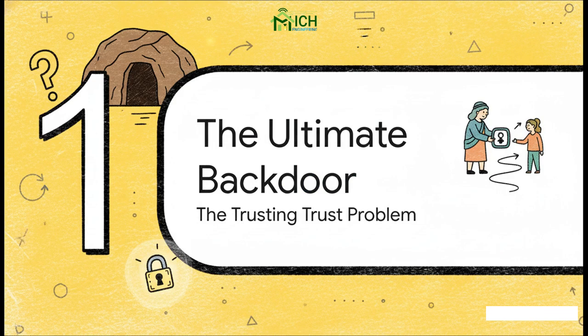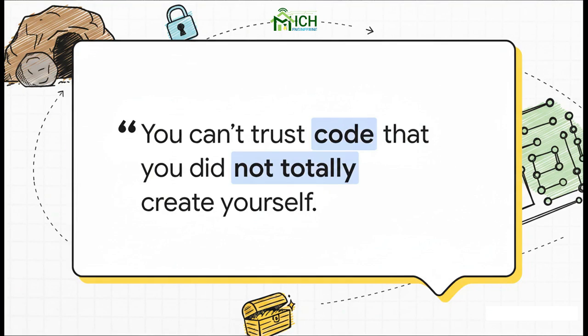This isn't just some abstract worry. It's a classic, deep-rooted problem in computer science. It's the kind of problem that can create the perfect, completely invisible backdoor. Ken Thompson, and if you don't know the name, he's basically one of the godfathers of the Unix operating system. He nailed this idea perfectly.